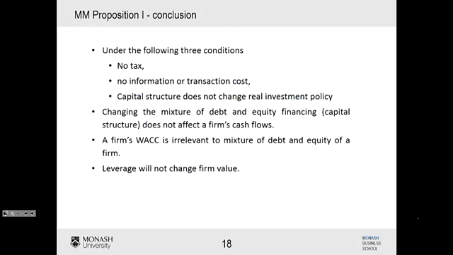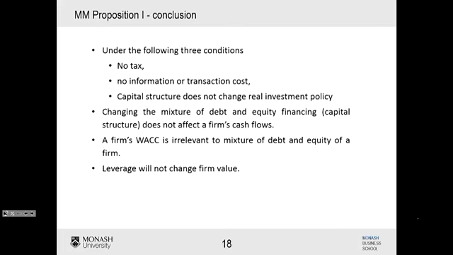So let's arrive at the conclusion. Modigliani-Miller theory, proposition 1, holds under 3 conditions: no tax, no information asymmetry, no transaction cost, and the capital structure does not really change the real investment policy. With the 3 conditions, if you change the mixture of debt and equity financing, which is referred to as capital structure, it does not affect the firm's cash flow.